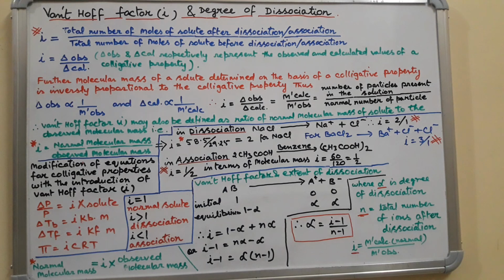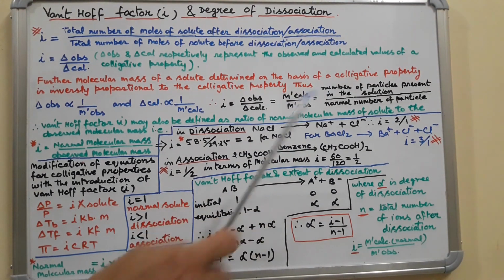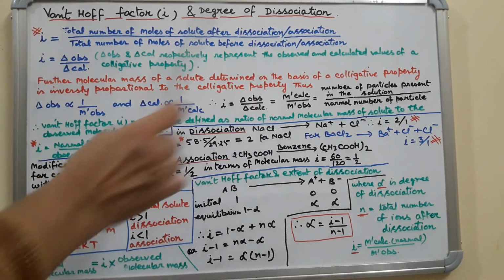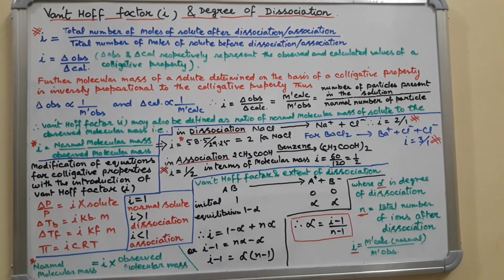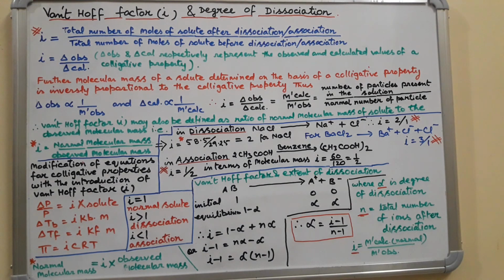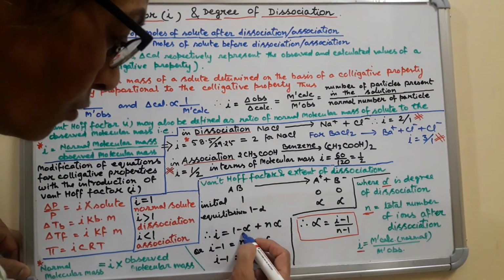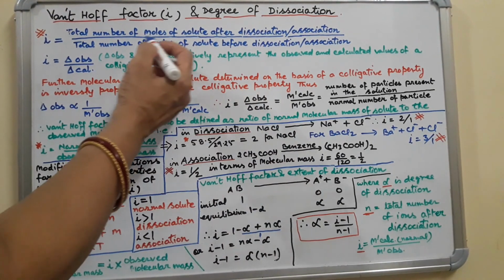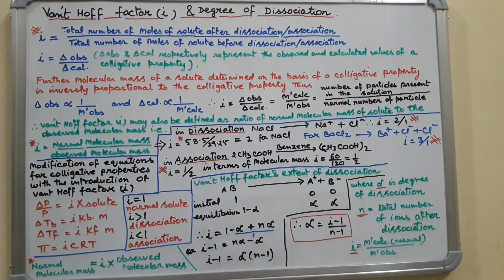We have considered that here. Now how can I find the value of i? i is going to be, look here again, total number of moles of solute after dissociation upon total number of moles of solute before dissociation. So this is going to be the total number of moles of solute after dissociation, which is this much, divided by 1, that is the total number of moles of solute before dissociation.